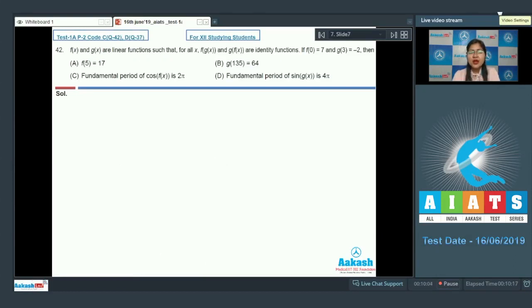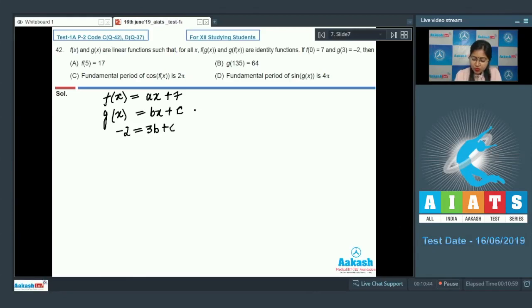Next is question number 42, which says that if f(x) and g(x) are linear functions such that for all x, f of g(x) and g of f(x) are identity functions, and if f of 0 is equal to 7, and g of 3 is equal to minus 2, then we have to answer the following questions. So, these are linear functions. So, we can easily take f(x) equal to ax plus b, but f of 0 is 7. So, we can take it as ax plus 7. Also, g(x) can be taken equal to bx plus c, but it's given that g of 3 is minus 2, which means that minus 2 is equal to 3b plus c. So, we can write c as minus 2 minus 3b.